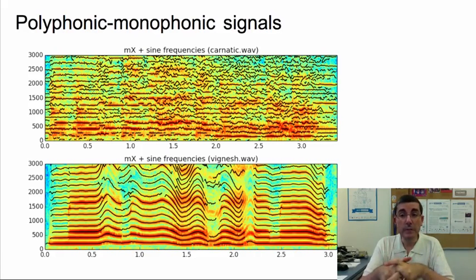In order to use the harmonic model, we need to identify the sound sources that are harmonic. In the case of a polyphonic signal, there are several sound sources. For example, there might be several instruments playing at the same time, and some might be harmonic, some maybe not. So for example, this top plot is a fragment of a Carnatic music concert in which we hear a voice and some accompanying instrument. Let's listen to that.